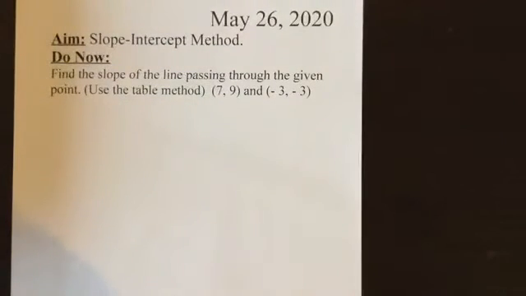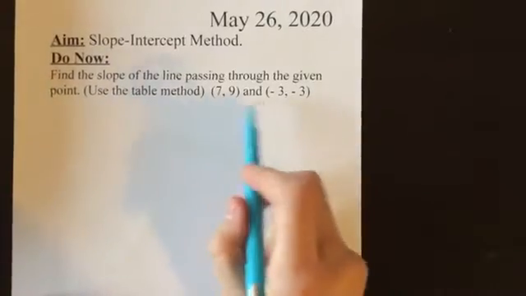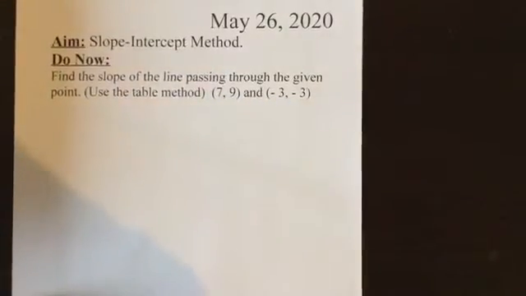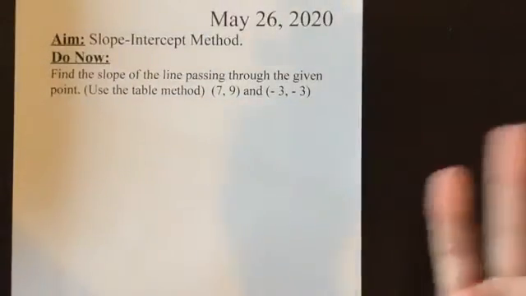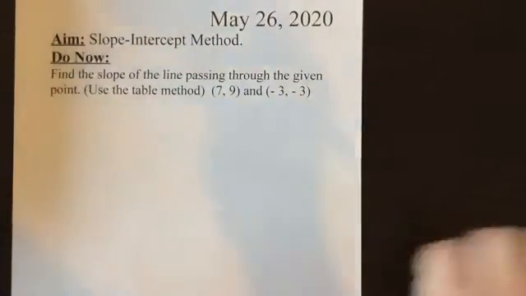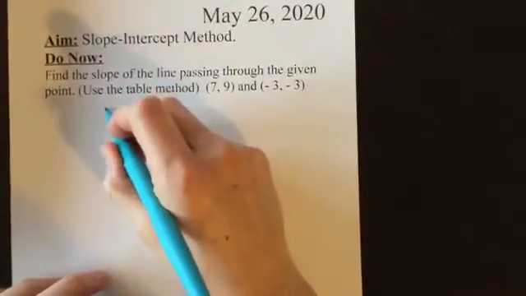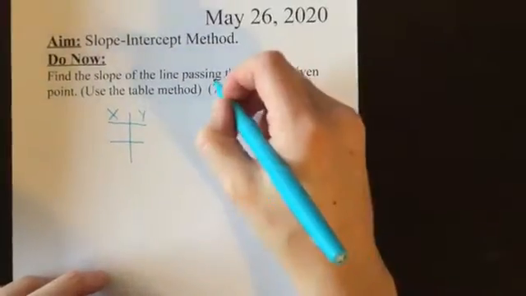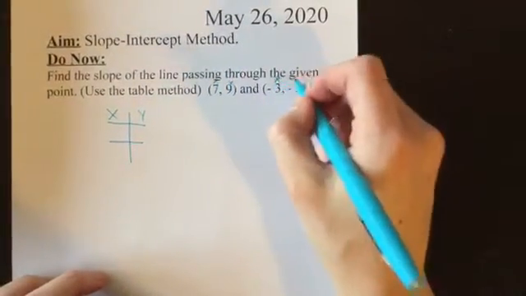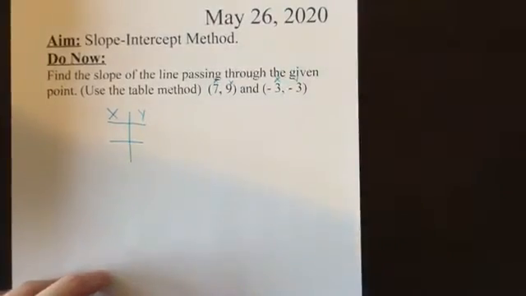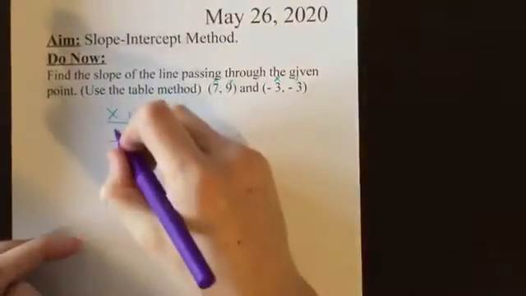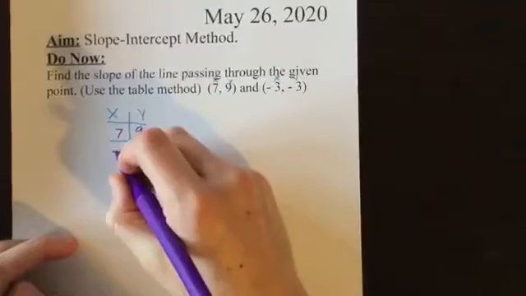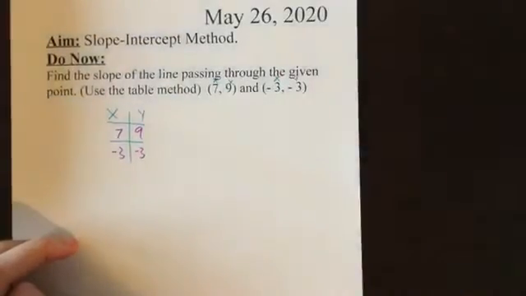On today's Do Now, we're going to find the slope of the line that passes through the given points, (7, 9) and (-3, -3). I gave you a hint that you might want to use the table method. You could also use the equation method if you wanted, but I'm going to use the table method. So with the table method, we're going to put our x's and y's in the table as we see them. So I'll put our first point, 7, 9, and then our second, -3, -3.